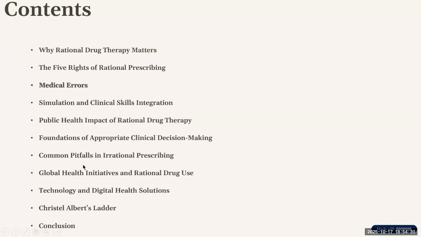By this, you will have your foundations and appropriate case discussions and case scenarios, what the pitfalls of irrational prescriptions are, the global health initiatives that need to be taken to promote rational drug therapy, and technical and digital health solutions. We'll have a conclusion with your questions. With these contents and the index of this session, I am going to start my session.